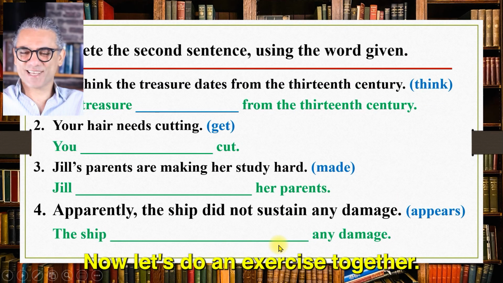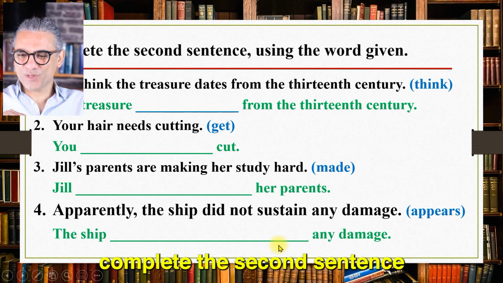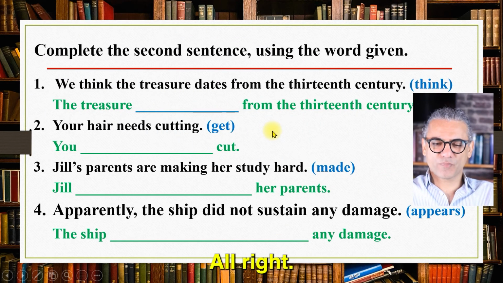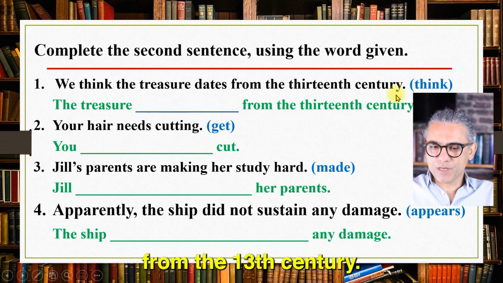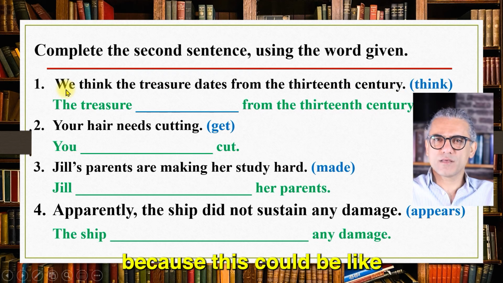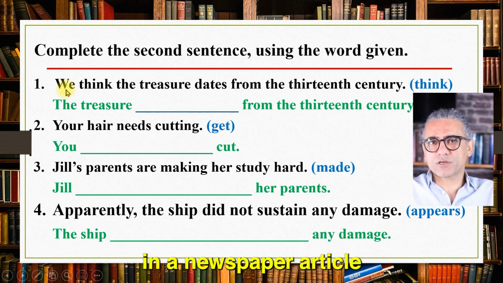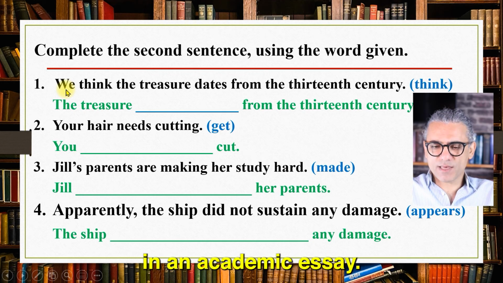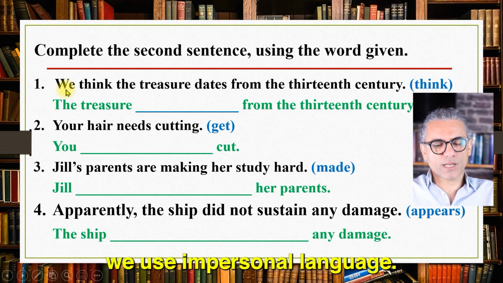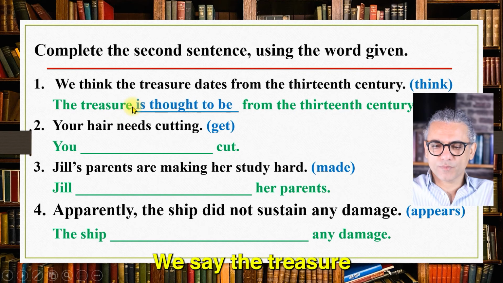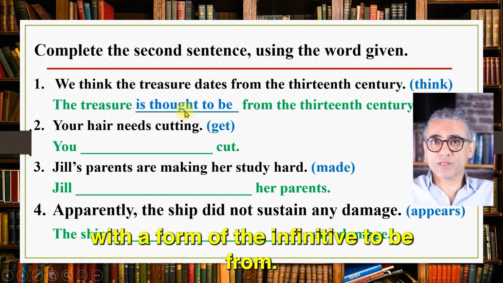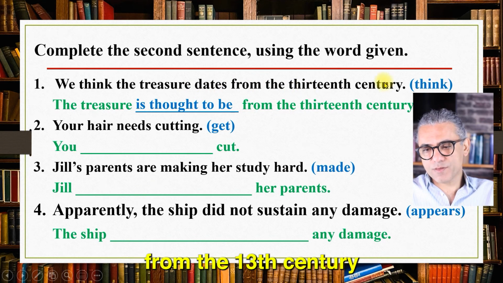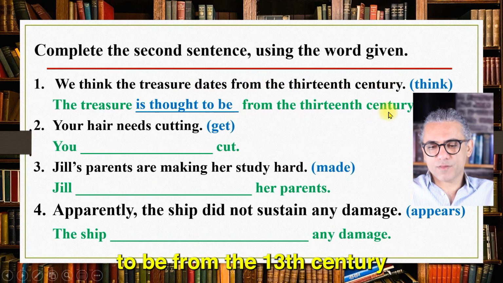Now, let's do an exercise together. Complete the second sentence using the word given. All right. 1. We think the treasure dates from the 13th century. Think. Again, weak subject, because this could be like in a newspaper article or in an academic paper, in an academic essay. So we don't say I, we use impersonal language. We say the treasure is, because we think, present simple, the treasure is thought, and then we immediately follow it with a form of infinitive. To be, from, because it says dates from the 13th century, to be from the 13th century.